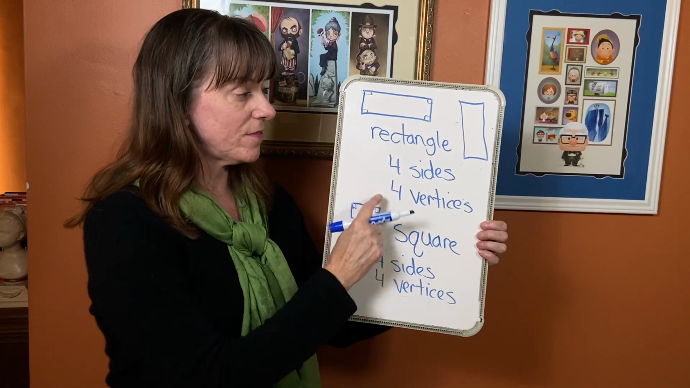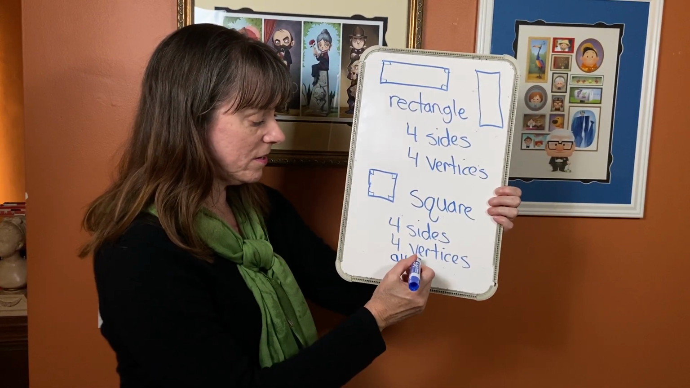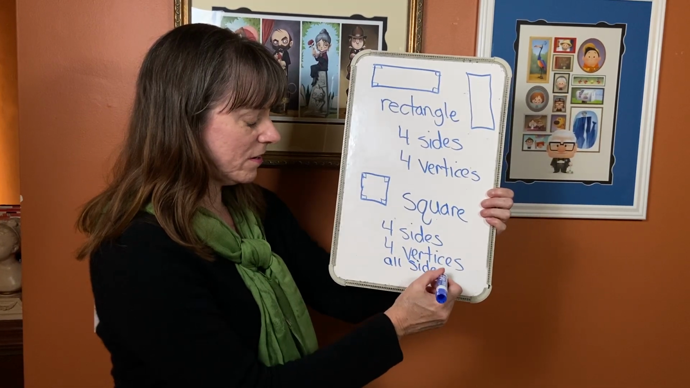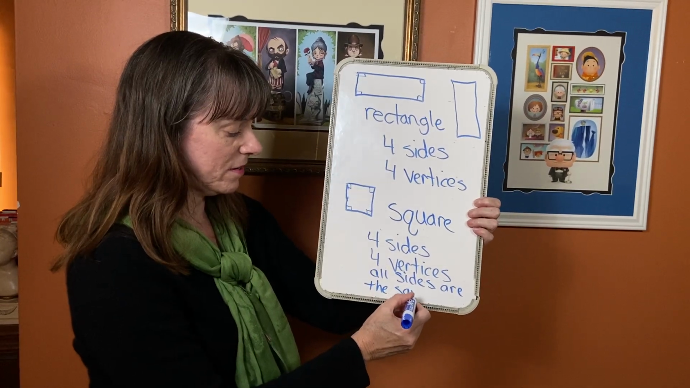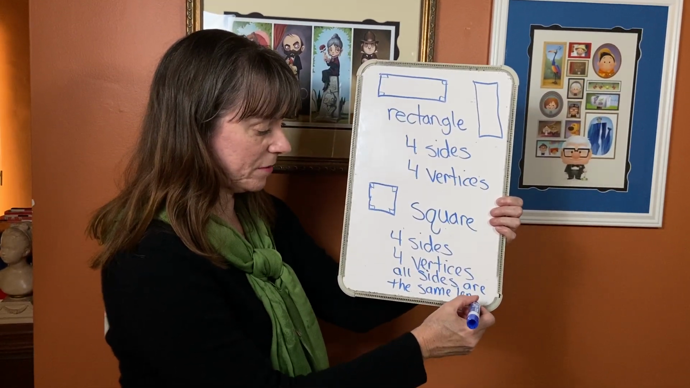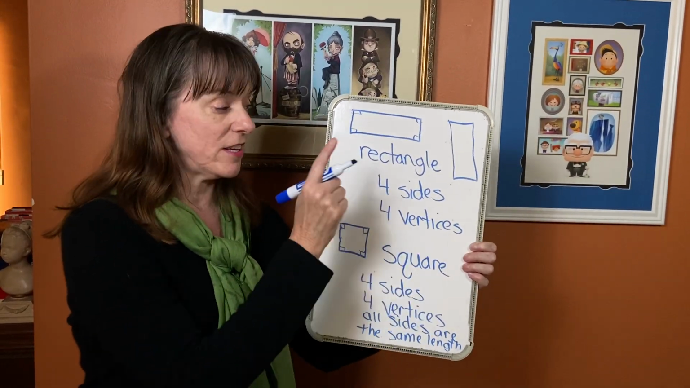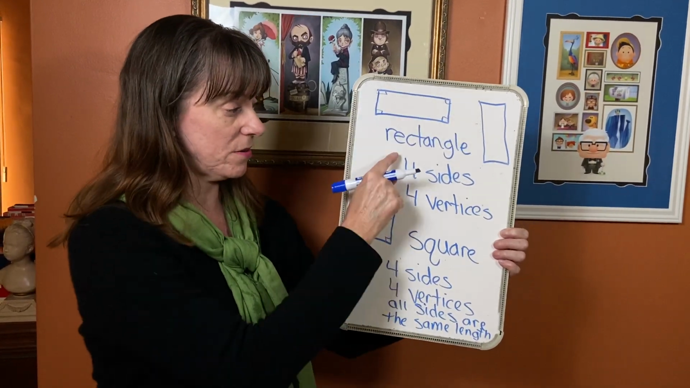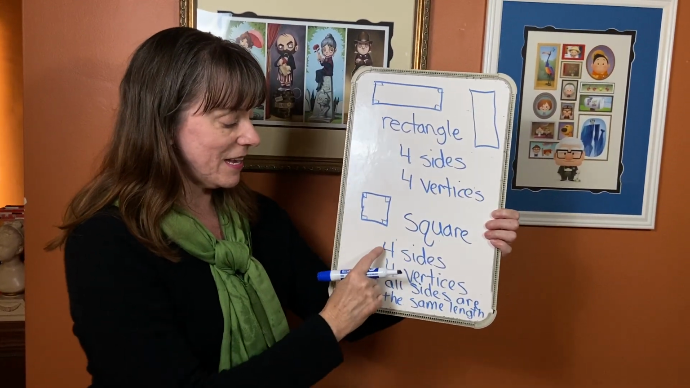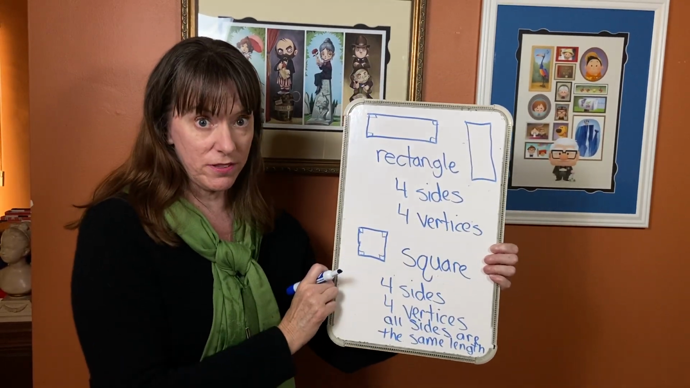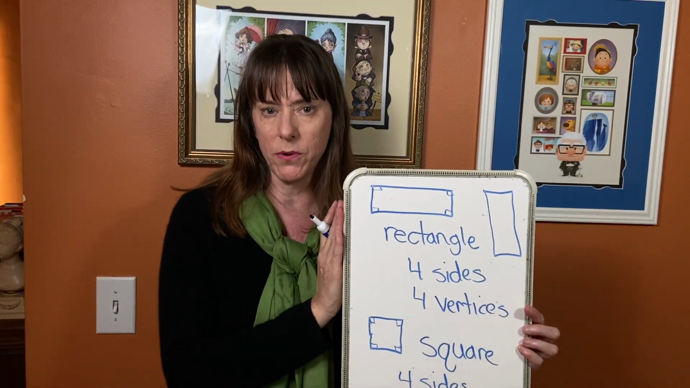That's right. The difference between a square and a rectangle is a square has all sides the same length. I'm going to run out of room there. Oops, barely squeezed it in. So a square is actually a special type of rectangle. It's a rectangle because it meets 4 sides and 4 vertices, square corners, but all sides are the same length.